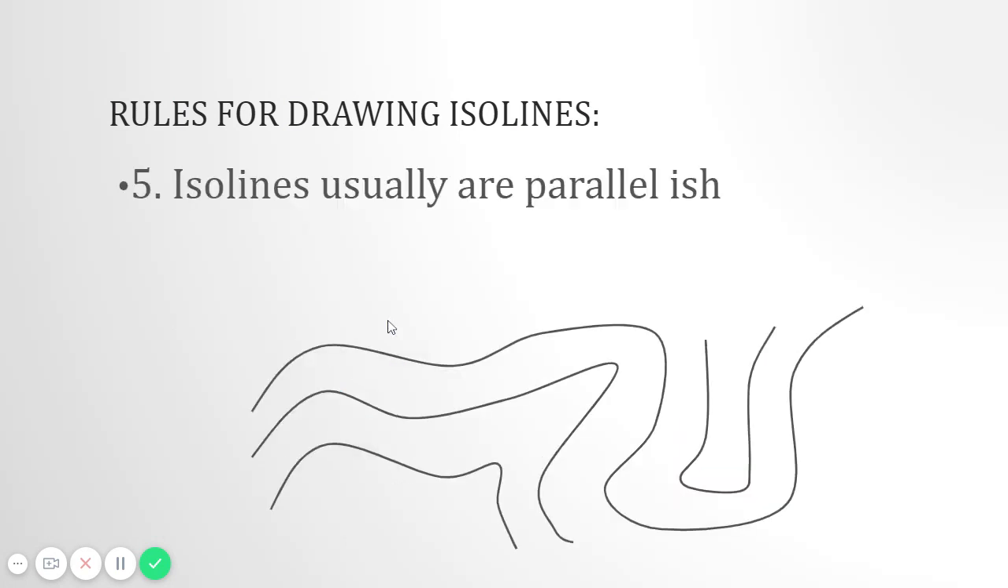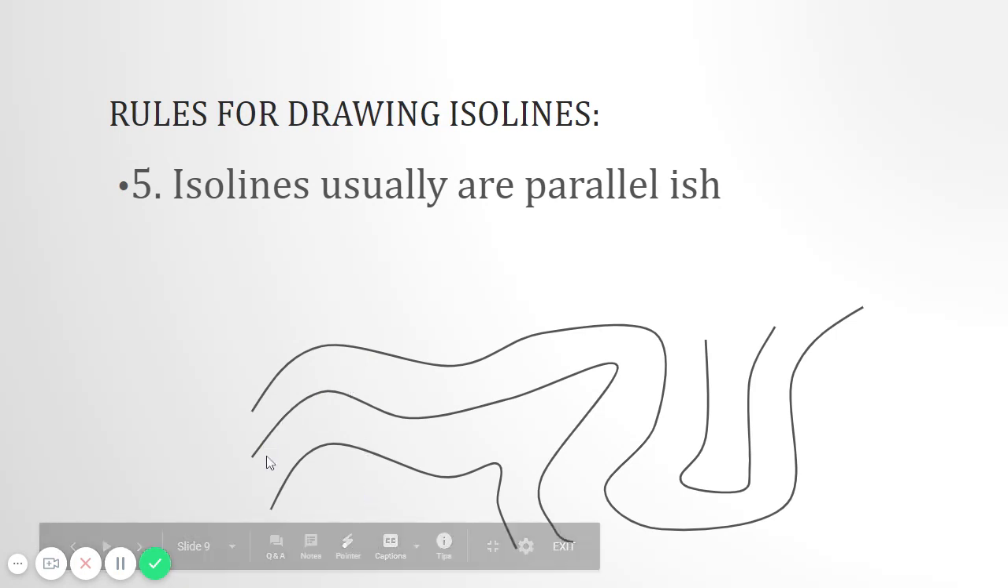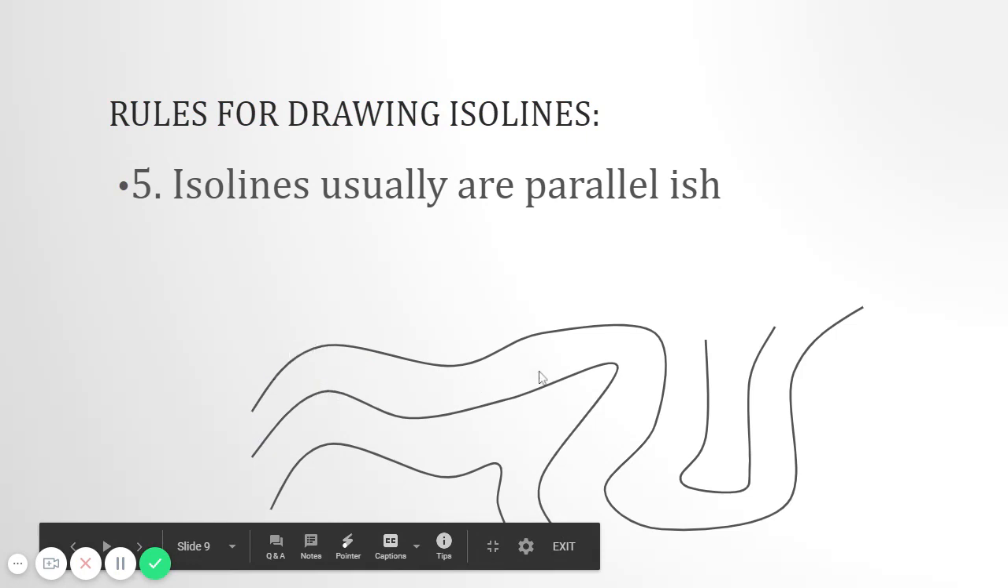And then the last rule is isolines are usually parallel-ish. So they tend to follow a parallel trend. That does not mean that they're exactly parallel, but they will kind of follow a curve. So this is a very simplified example.